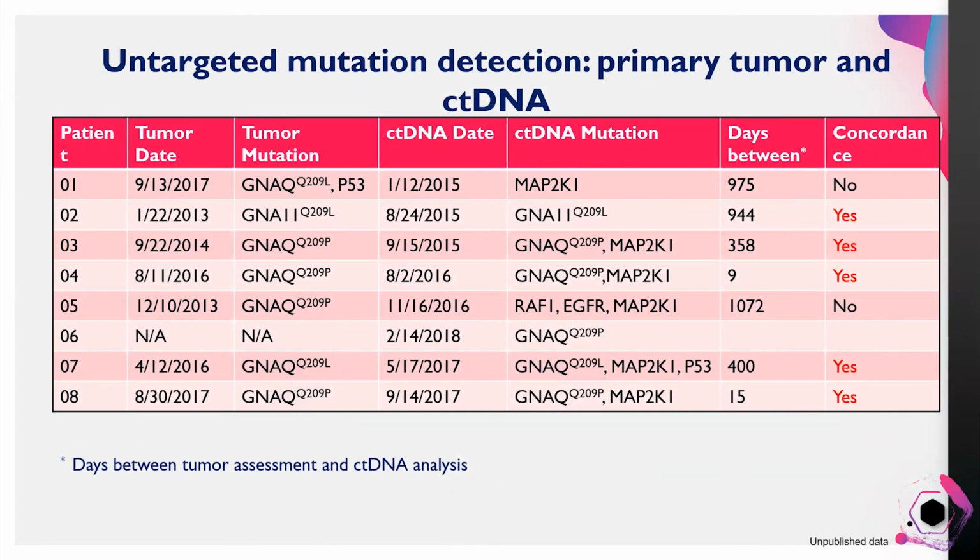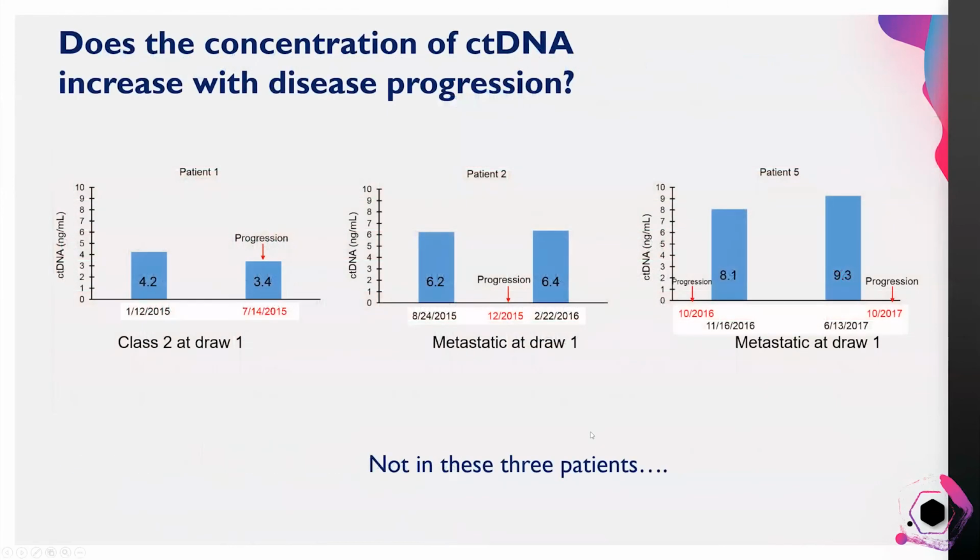And then tumor DNA, I'll just keep it brief, but here we knew the GNAQ, GNA11 status on 7 of our 8 patients, and we found corresponding mutations in their blood. So this is very exciting. Concordance is what we call that.